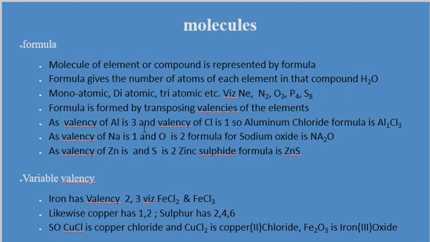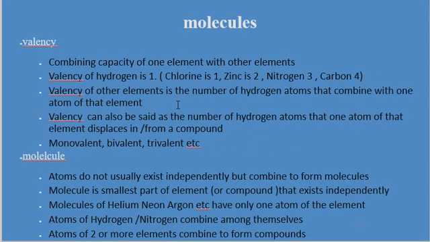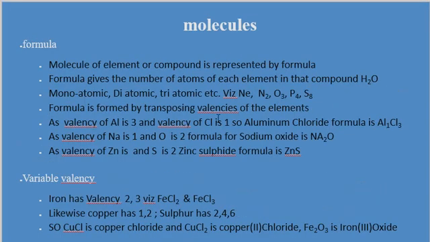So the valency of Al is 3, the valency of Cl is 1. So Al and Cl, aluminium and chlorine, will combine in a fashion that gives AlCl3. The number of hydrogen atoms that combine with one atom of that element is the valency, right? So here valency 3 means 3 hydrogen can combine with Al. Valency 1 means 1 hydrogen can combine with Cl. So 3 Cl and 1 Al will form aluminium chloride.